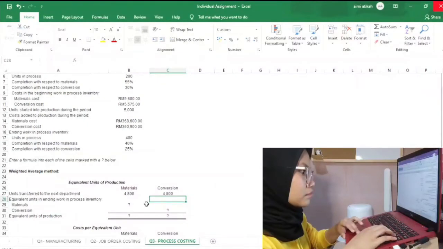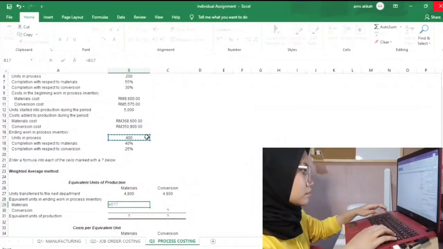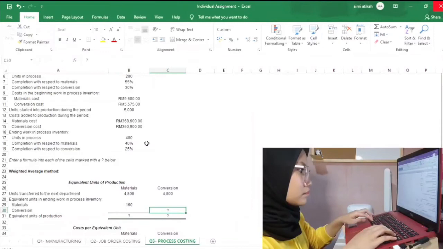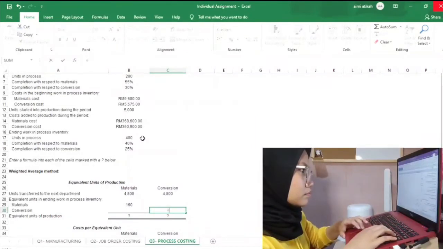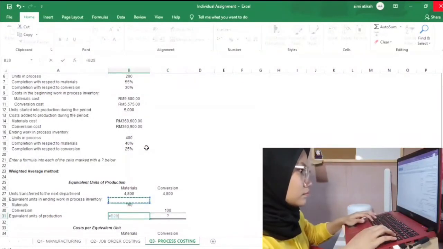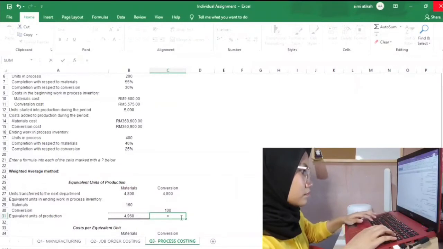Equivalent units in ending work in process inventory. For materials, I will take units in process times the completion percentage with respect to materials. And for conversion, I will take units in process times the completion percentage with respect to conversion. And as for equivalent units of production, I will sum units transferred to the next department and the total equivalent units in ending work in process inventory. I will do the same for conversion.